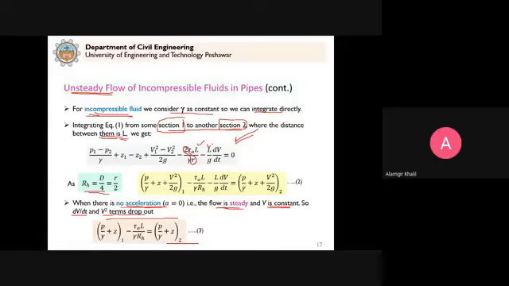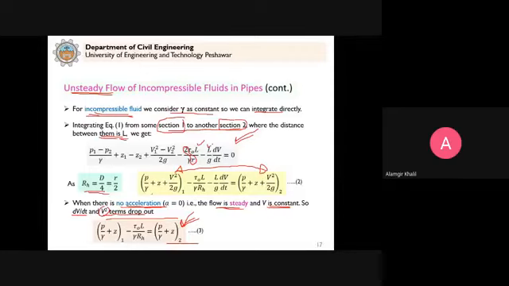P by gamma plus Z at the first point equals P by gamma plus Z at the second point. Essentially, here we are saying that V1 square by 2g is equal to V2 square by 2g. So the flow is uniform, because velocity is not changing with respect to distance from one point to another. Now in this case, we have steady flow. What about the fluid? Fluid is incompressible. What about uniform or non-uniform flow? Flow is uniform. This is how we bring in all these concepts when we solve fluid mechanics problems.